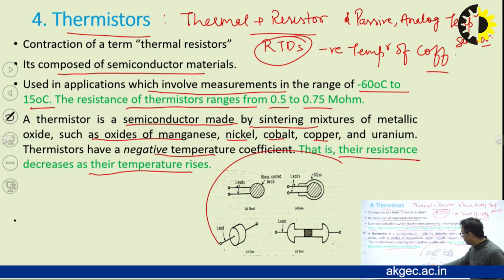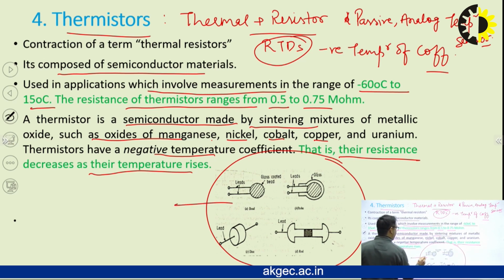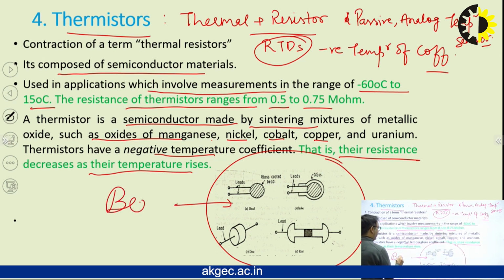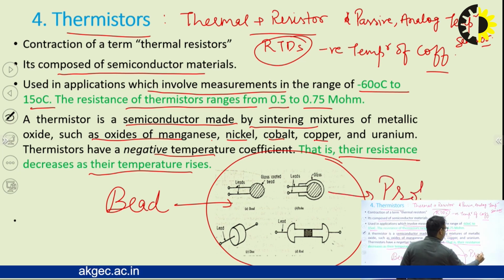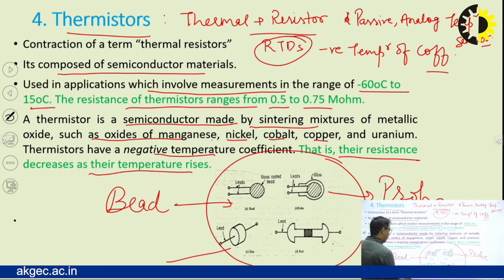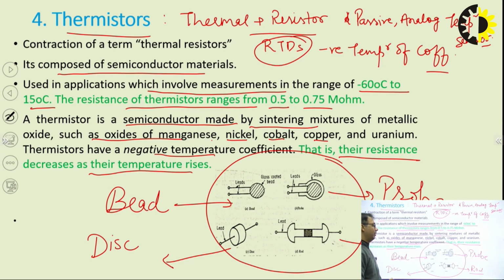These are various shapes of thermistor. This is in the form of a bead, this is in the form of a probe, this is a disc, and this is a rod. So thermistors are available in these four shapes.